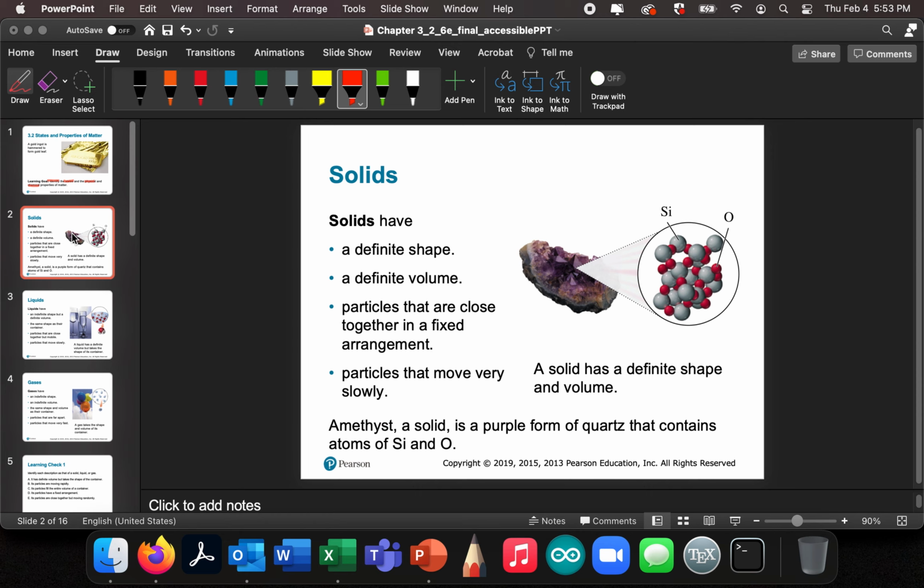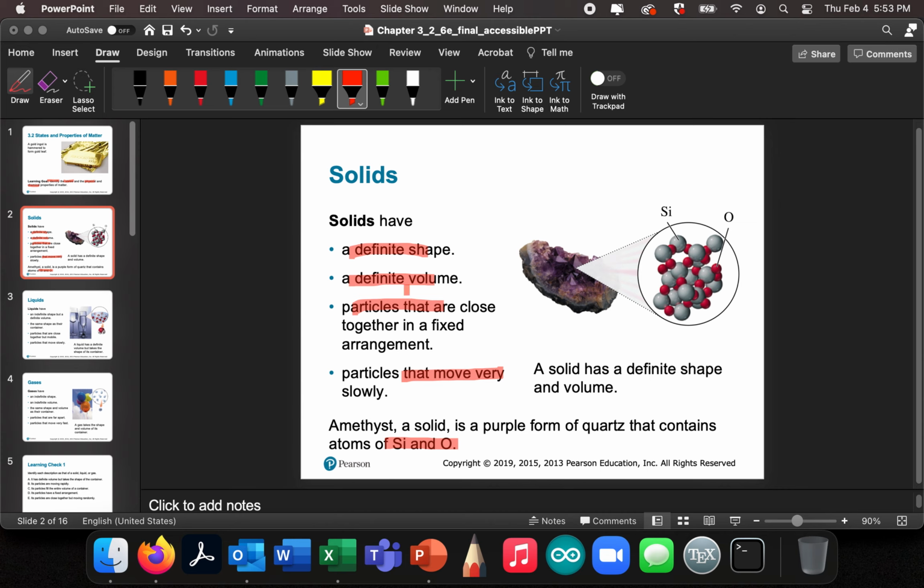All right, so first of all, solids. Solids have a definite shape and a definite volume, okay? And their particles are close together, and the particles move very slowly. An example here is amethyst. A solid is a purple form of quartz that contains atoms of silicon and oxygen, just like iron. Okay. It's got some other things in there too that make it nice and purple. Okay, so that's a solid.